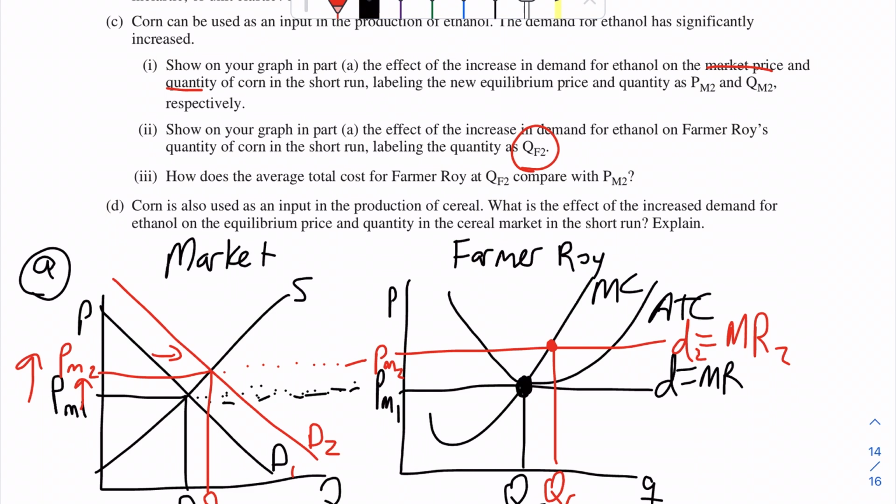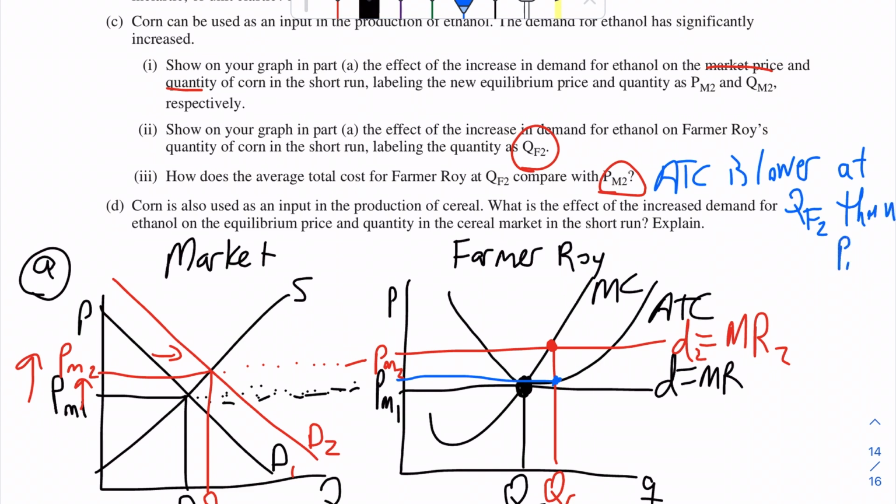Okay. How does the average total cost for Farmer Roy at Q_F2 compare with P_M2? Well, what happened? Look at your price and look at your ATC. Your ATC is way down here. So therefore, what you would say is that ATC is lower at Q_F2 than P_M2. The ATC is lower than P_M2. Okay? So if you did everything correctly on that, that's 4 points.